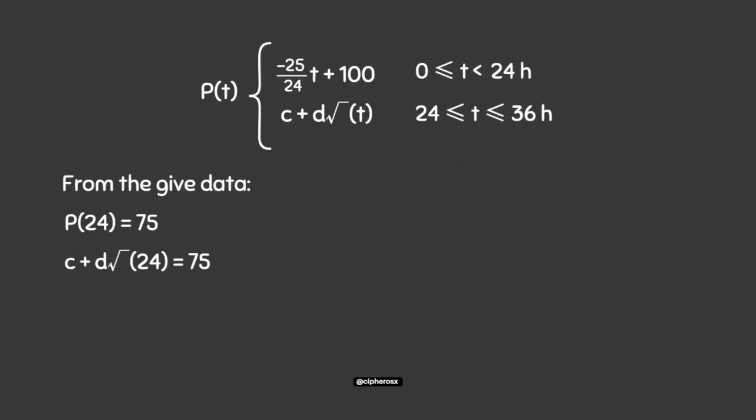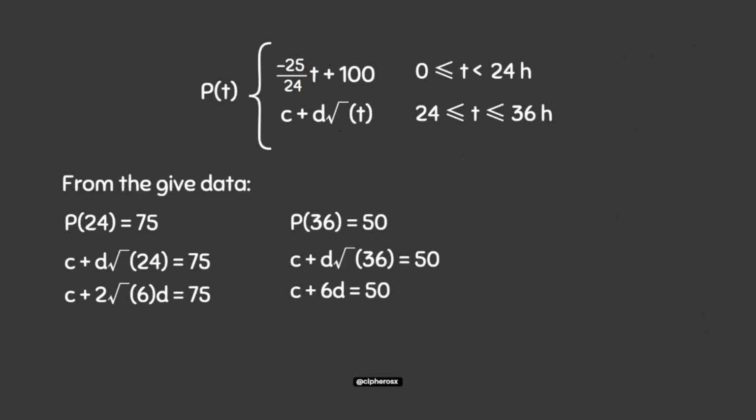If at 24, on the first segment, the battery charge remained at 75, then on the next segment it will also be 75. This is the same as c plus d times 2 times the square root of 6 equal to 75. And by the other information, we have that p of 36 is equal to 50, simplified: c plus 6d equals 50.